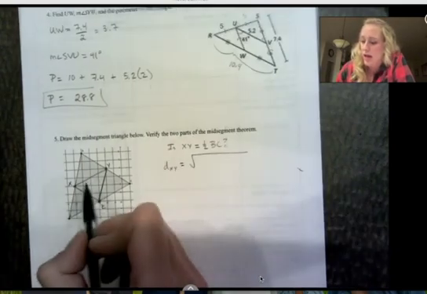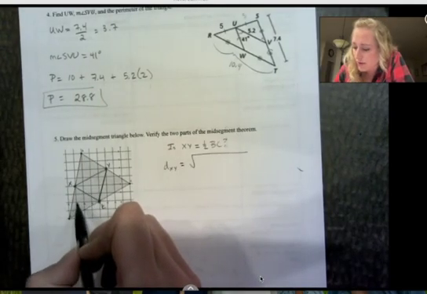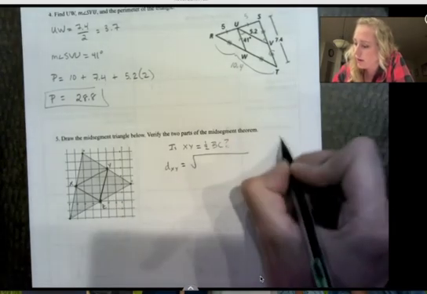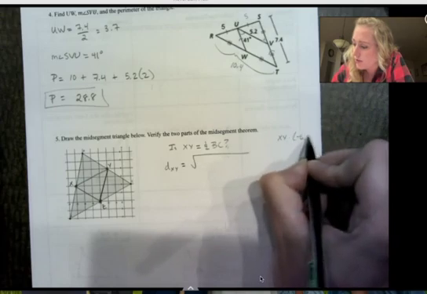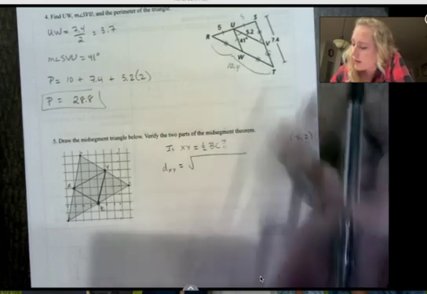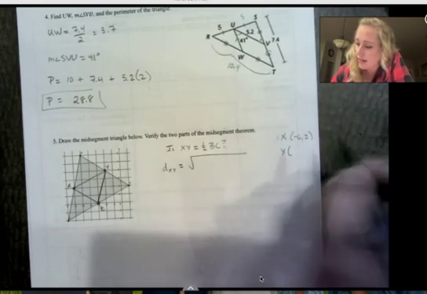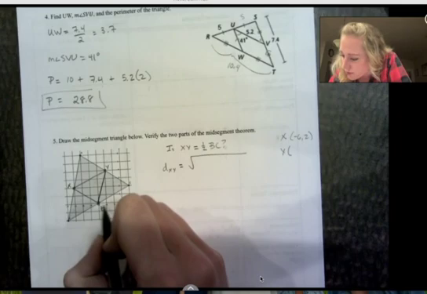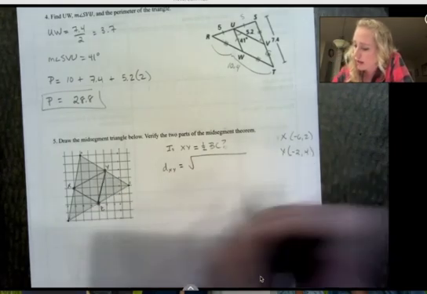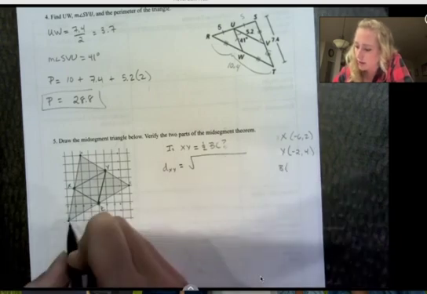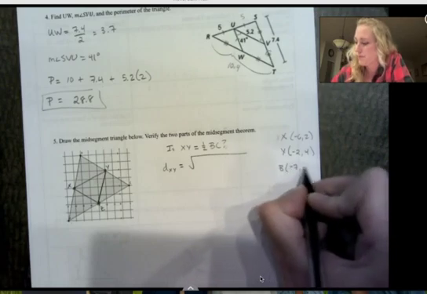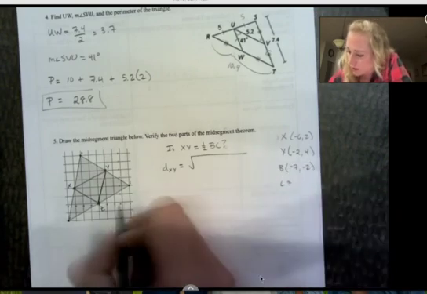Okay, I'm actually going to write this out here. X has coordinates -6, 2. Y has coordinates -2, 4. Okay, B has coordinates -7, -2. And C has coordinates 1, 2.